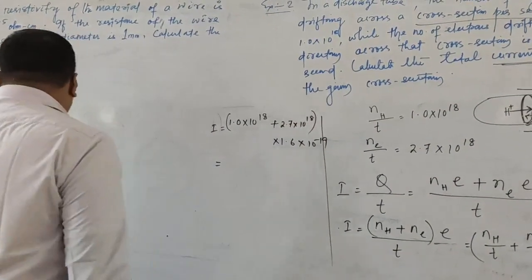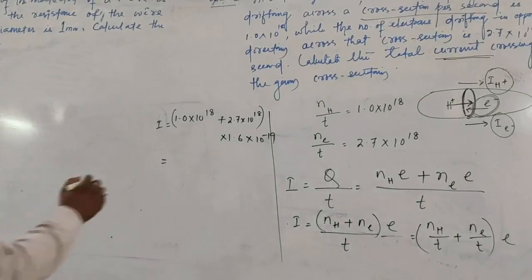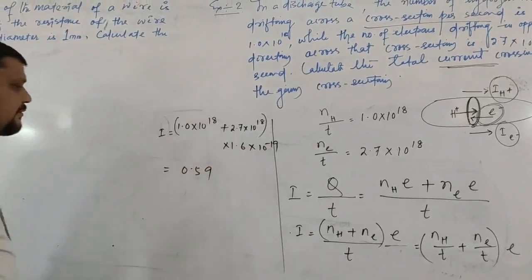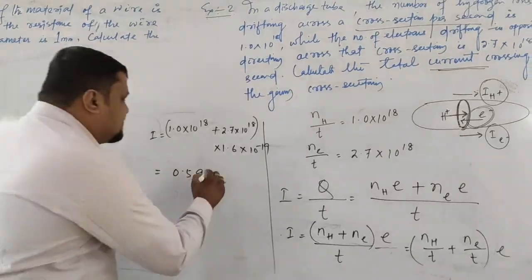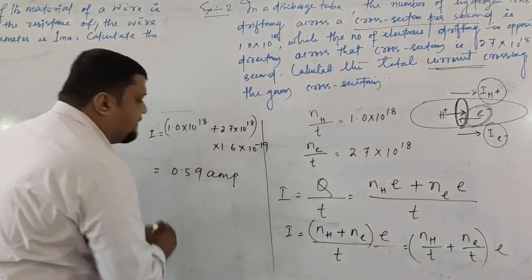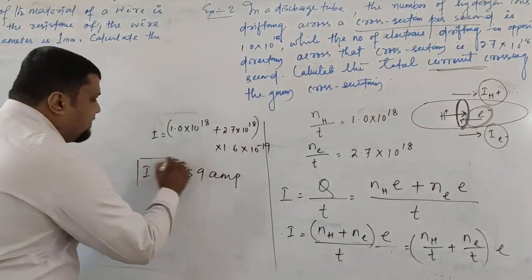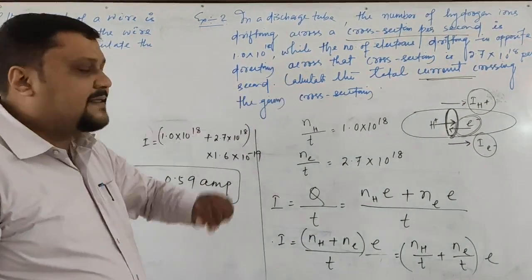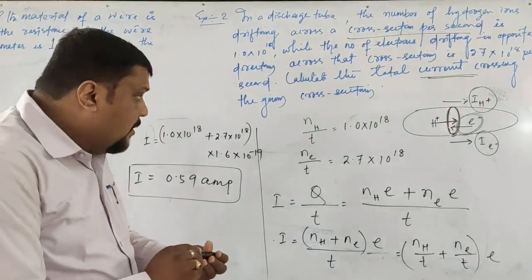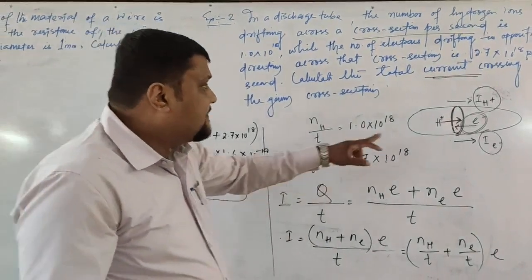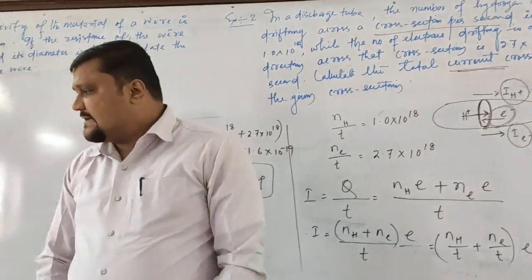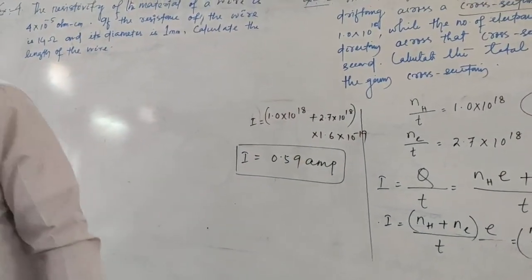If you put the values and multiply using a calculator, you get I is equal to 0.59 amperes. This is the current because of the flow of hydrogen ions and electrons. Is that clear? So this current is because of both the positive charge and the negative charge. So this is about question number 2.